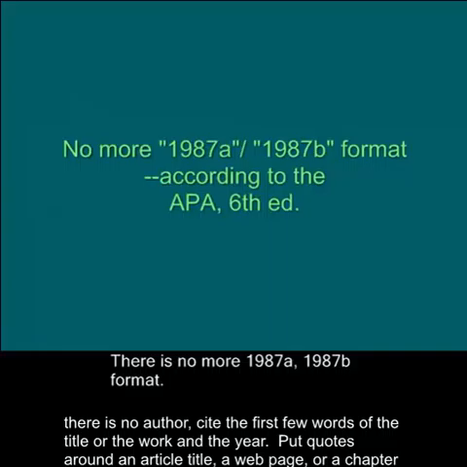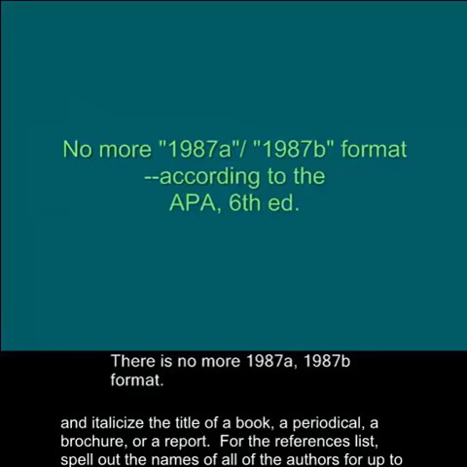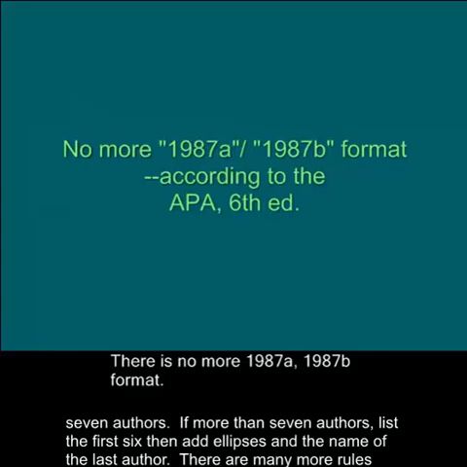Put quotes around an article title, a web page, or a chapter, and italicize the title of a book, a periodical, a brochure, or a report. For the references list, spell out the names of all of the authors for up to 7 authors. If more than 7 authors, list the first 6, then add ellipses and the name of the last author.